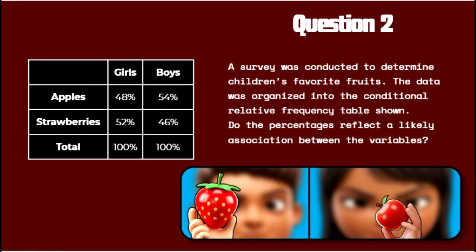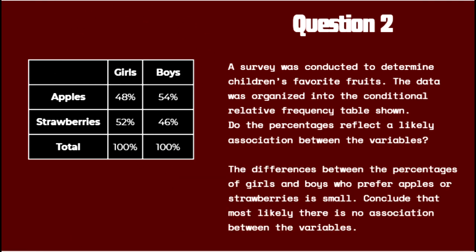Okay. Here's question number 2. This is the same information. Do the percentages reflect a likely association between the variables? The difference between the percentage of girls and boys who prefer apples or strawberries is small. Conclude that most likely there is no association between the variables.